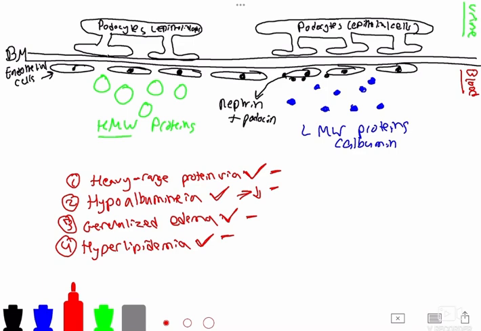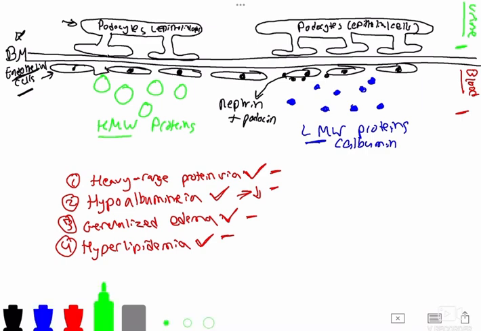So, starting with this: this is the blood side, and this is the urine side. And this is the basement membrane, obviously. We also have the podocytes, also known as epithelial cells, and here we have the endothelial cells. The endothelial cell's main job is to filter out the protein. It prevents proteins, such as high molecular weight proteins and low molecular weight proteins, from crossing from the side of the blood into the side of the urine.